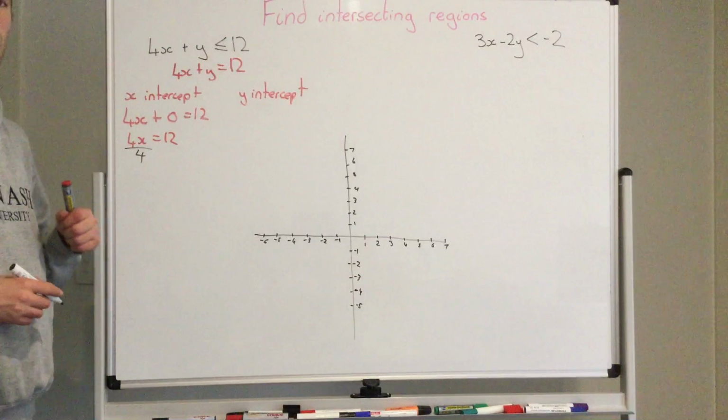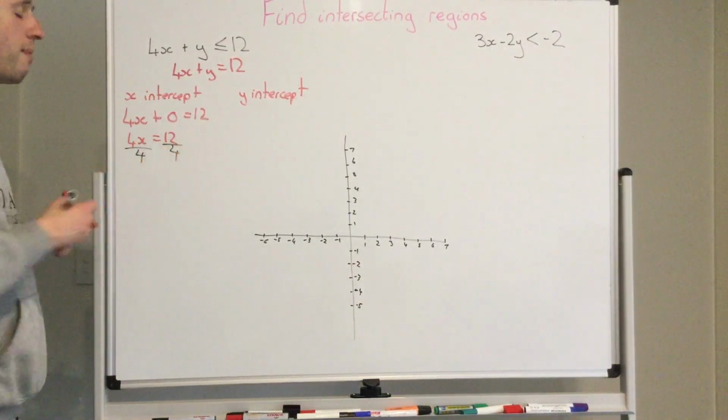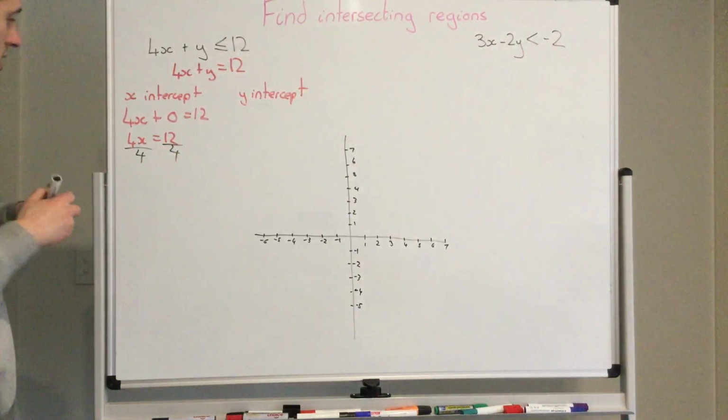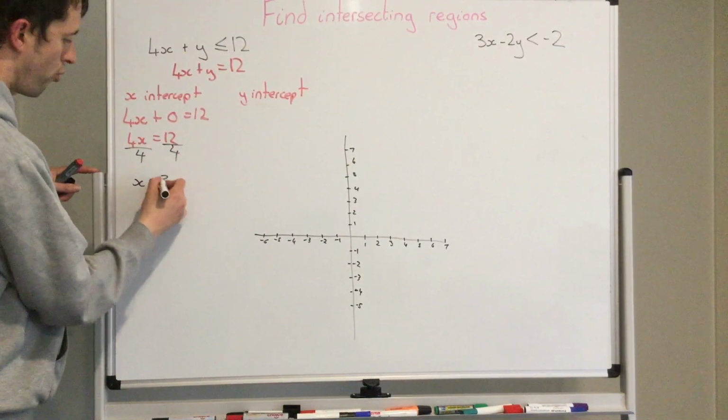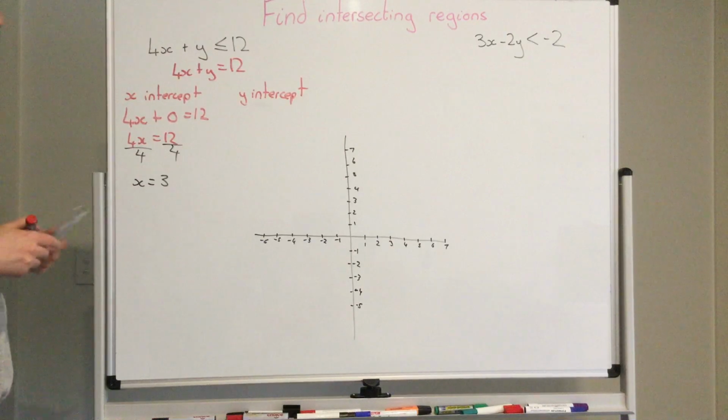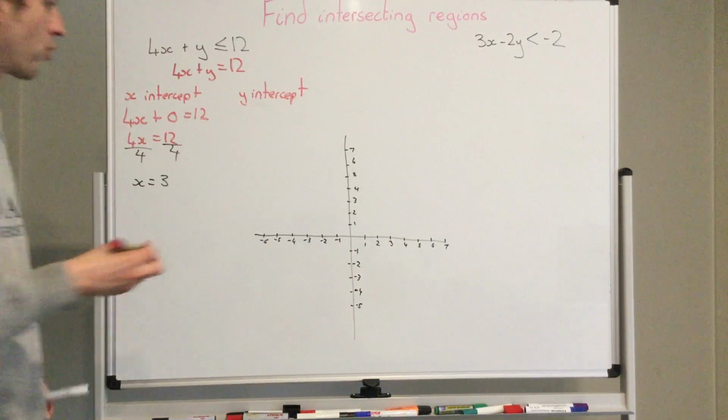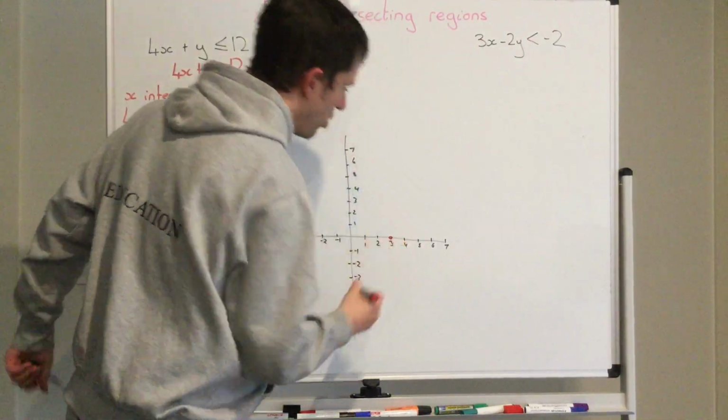If I divide one side by 4, I need to divide the other side by 4. So 4x divided by 4 is x, and 12 divided by 4 is 3. And there we have it, we have our x-intercept of 3. So I'll put a dot on 3.